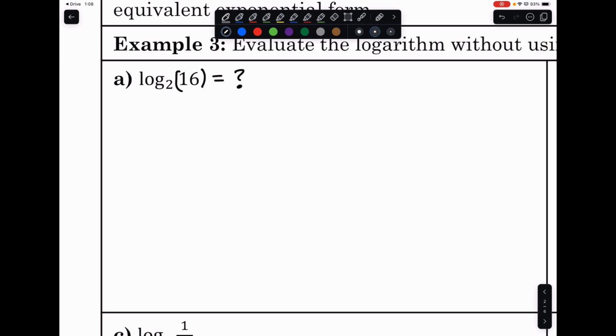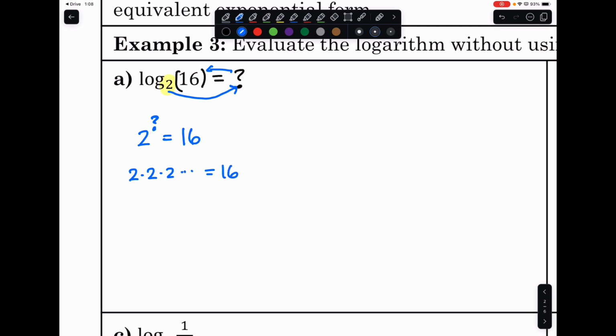So what we're doing here, if I look at the equivalent form, that means that this base of 2 is going to be raised to this unknown power, and it's going to equal 16. So 2 to some power equals 16. So the idea is, how many times do I have to multiply 2 so it equals 16? That's what we're looking for.